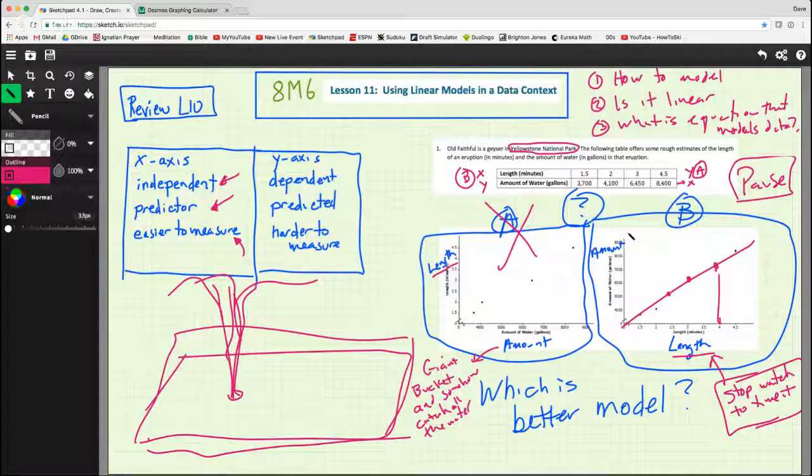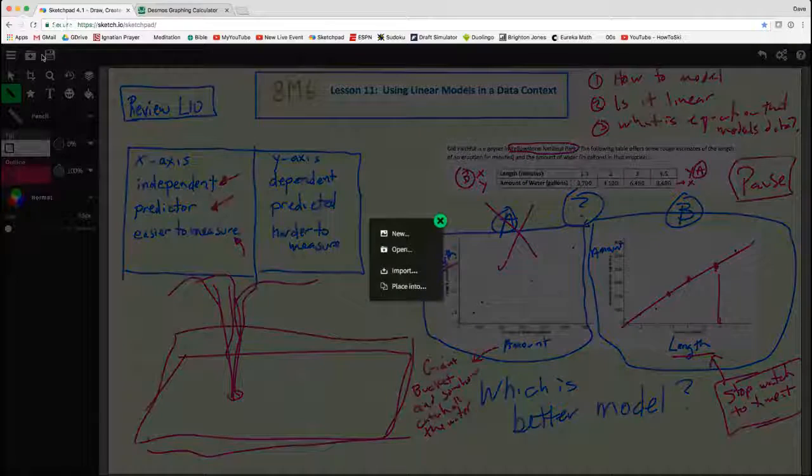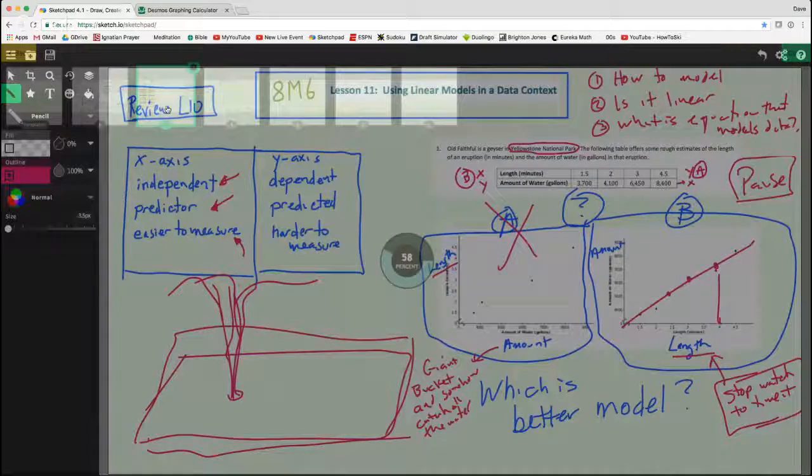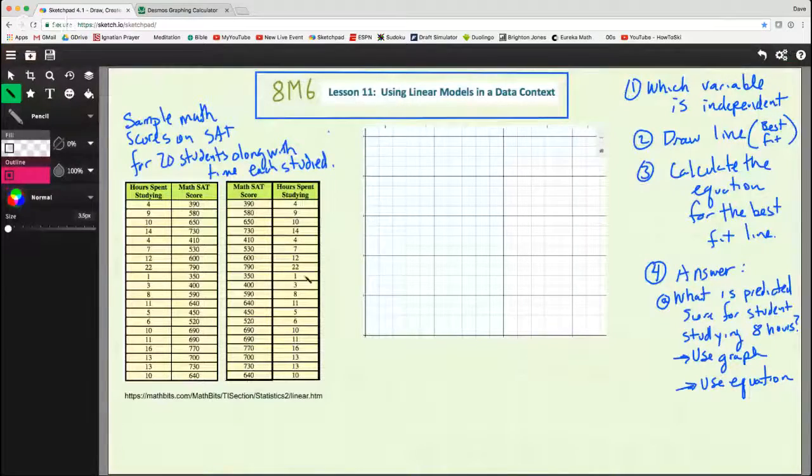Well, let's move on to another example where we're going to try and guess which is the independent and dependent variable, but we're going to go further, and we're going to build the linear regression, or the linear model. Okay, so here's my question. Here's two pieces of data, the same data presented in two different ways. This is going to be homework help.